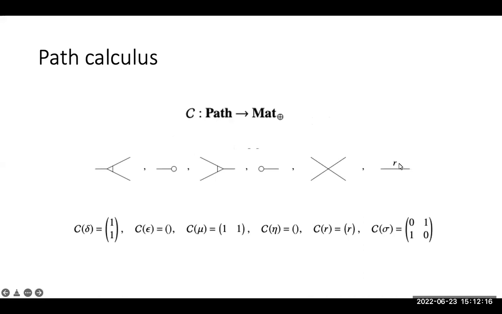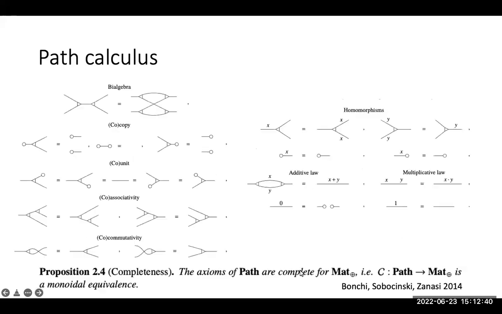And the elements of these endomorphisms, so these R's, they're from some set, which we're going to take to be a semi-ring. So we can interpret these basic diagrams again in matrices with biproduct. So we can give it a classical interpretation, which is pretty simple to do. And you can check that the axioms of the path calculus hold in the semantics.